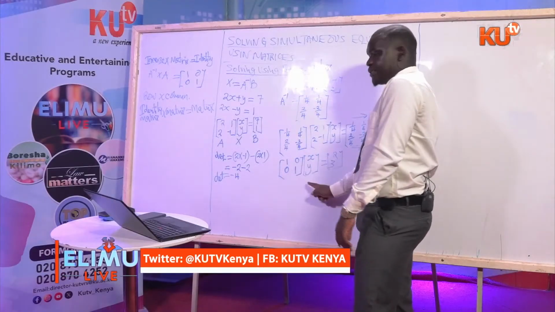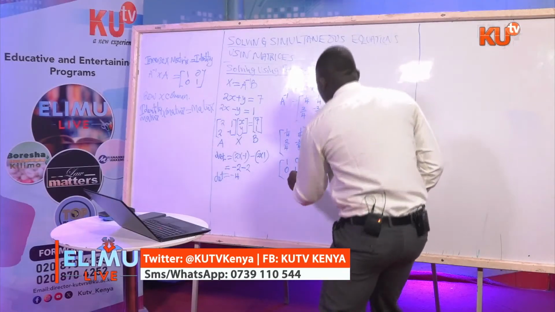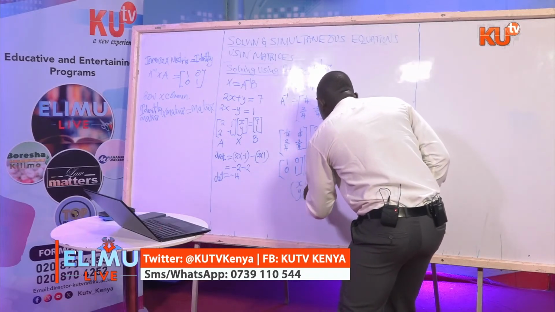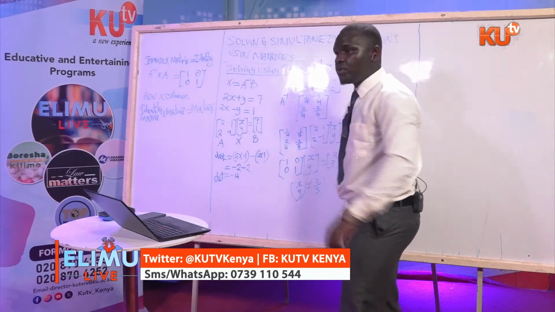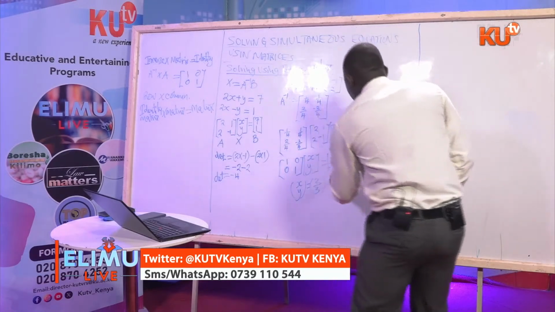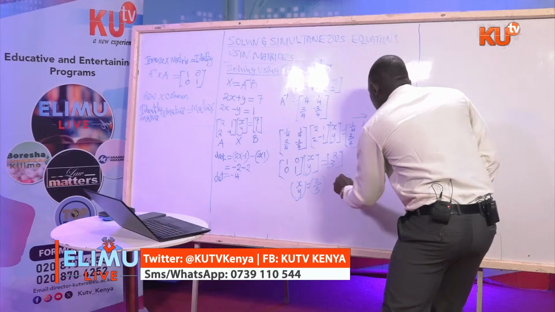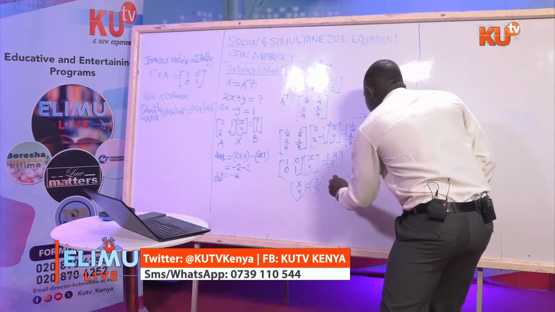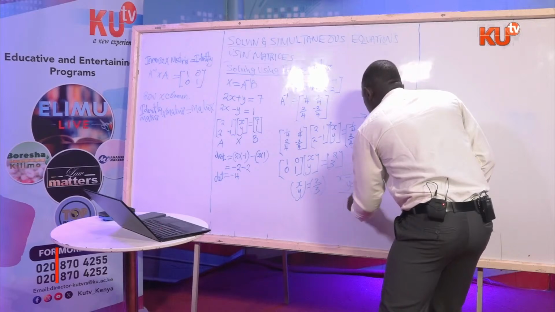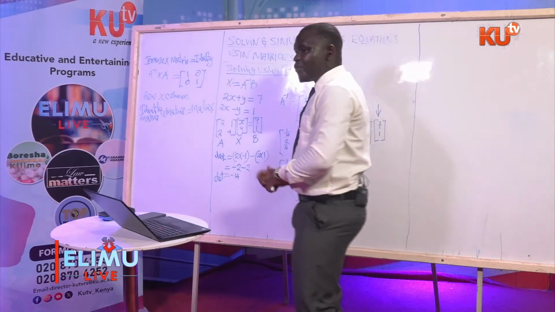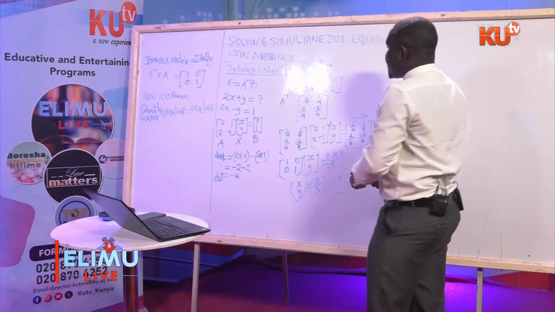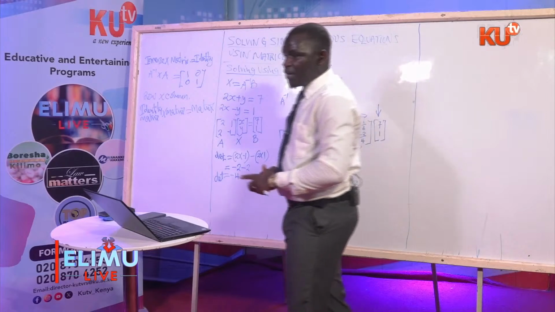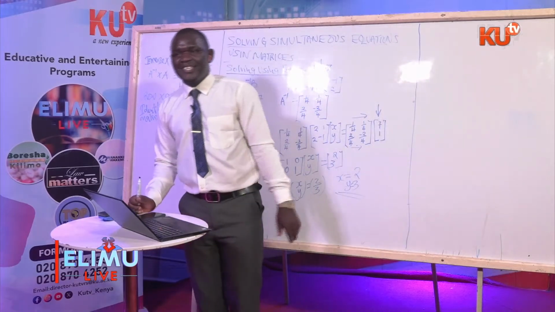So when I multiply these values on the right hand side, I'm still going to get x, y being equal to 2, 3. So this simply means the value for x is 2 and the value for y is 3. And by doing it like that, learners, you would have solved the equations using matrix method.